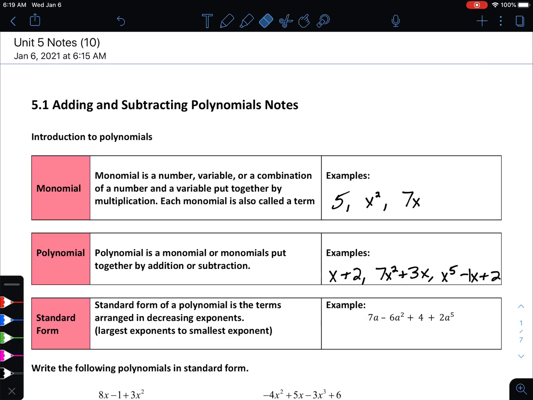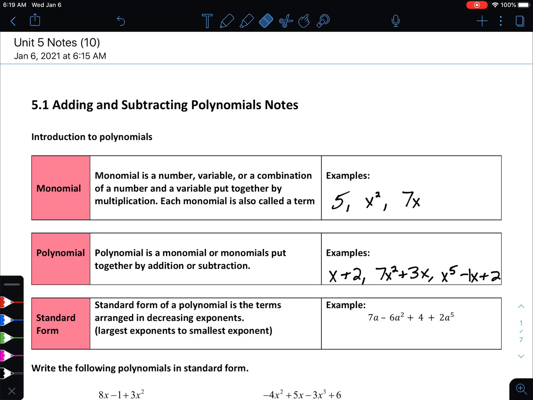All right, guys, so we are starting our new unit today. In Unit 5, we're going to be talking all about what are called polynomials. So we're going to start by talking about the kind of introduction to polynomials. What do they look like? What are they? How do we name them? And then we'll talk about adding and subtracting.